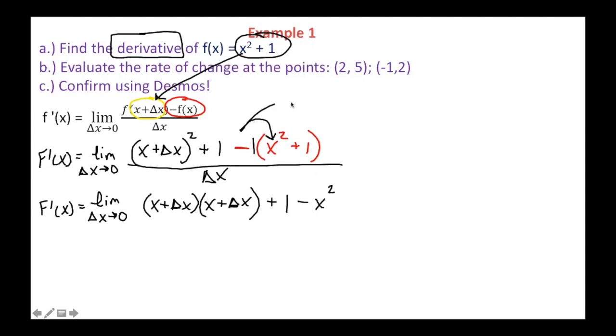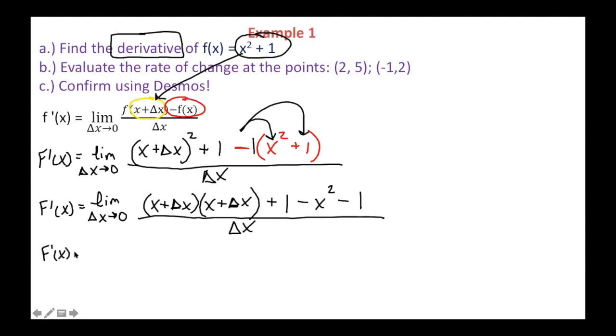And then the negative 1 times the positive 1 is a minus 1. Okay? So that's the numerator, and then your denominator is just delta x. All right? So I'm going to do another rewrite. I'm taking it hopefully nice and slow.